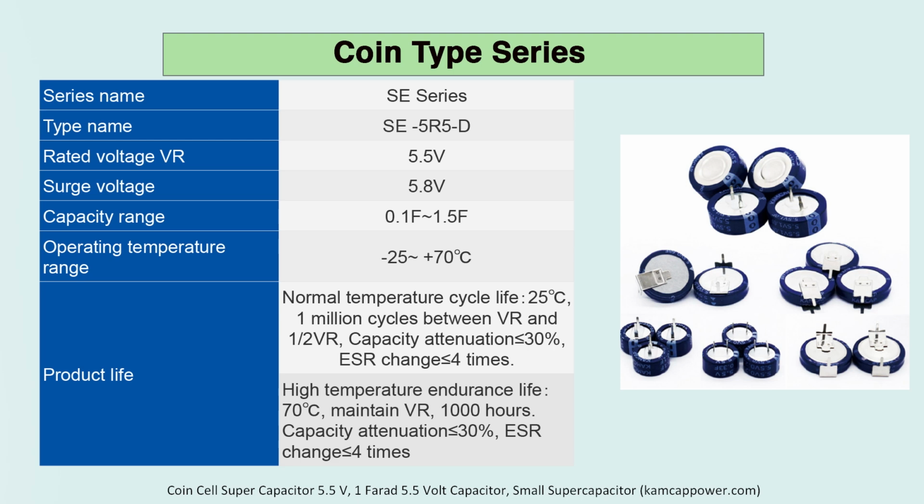As you can see, this is the coin type ultracapacitor, and it is an SE series ultracapacitor, and its rated voltage is 5.5 volts. No doubt whenever you require more voltage, you need to connect those coin ultracapacitors in a series manner. Its range is about 0.1 farad to 1.5 farad, its operating temperature is minus 25 degrees to 70 degrees Celsius, and its life cycle is about 1000 hours.